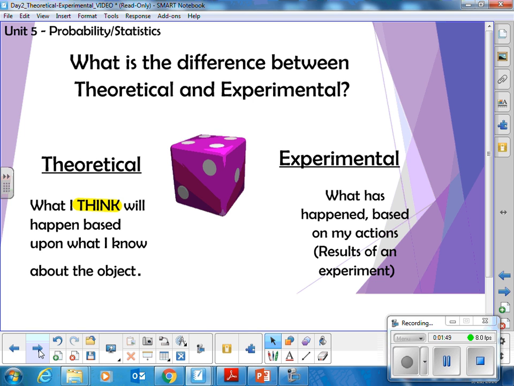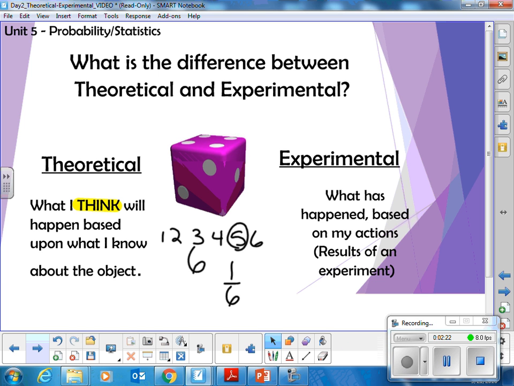What is the difference between theoretical and experimental? I just went over that at the beginning. Theoretical is what we think is going to happen based on what we know about the object. For example, looking at this number cube, we know from our last class that a number cube has 6 sides. So we know the different things on that number cube are the numbers 1, 2, 3, 4, 5, 6. So if I said, what is the probability of rolling a 5? We know theoretically it should be 1/6.